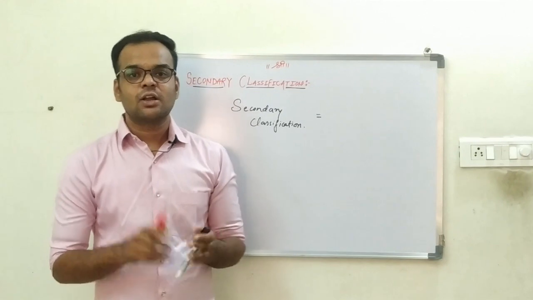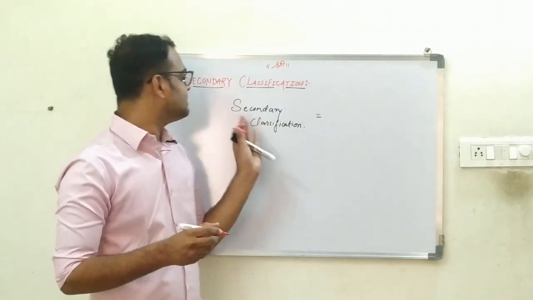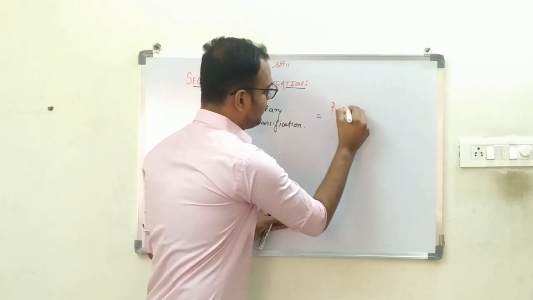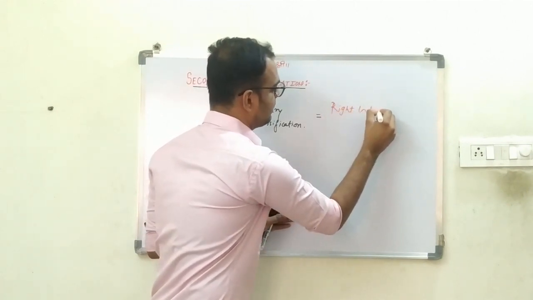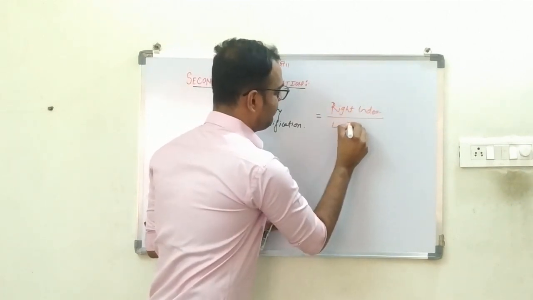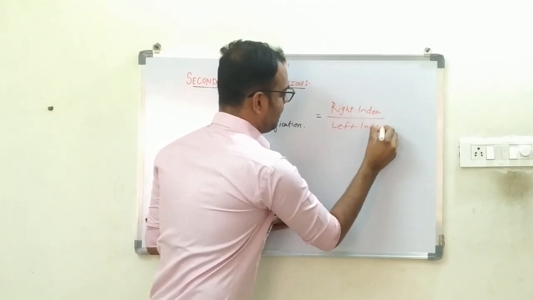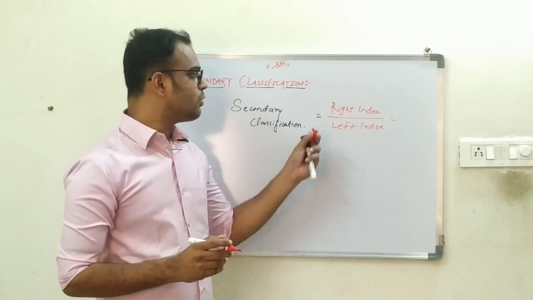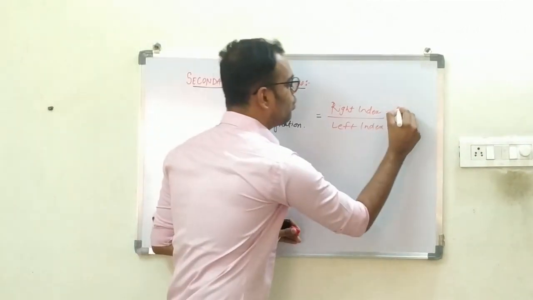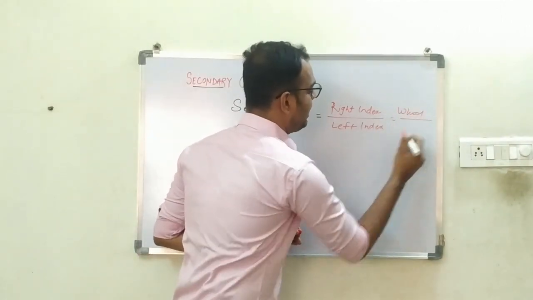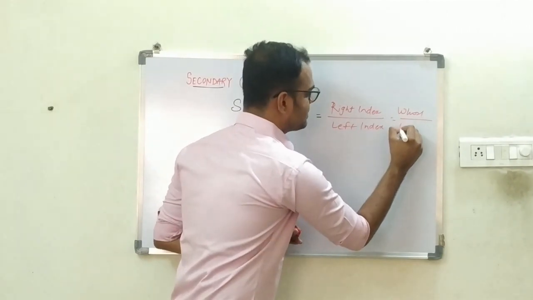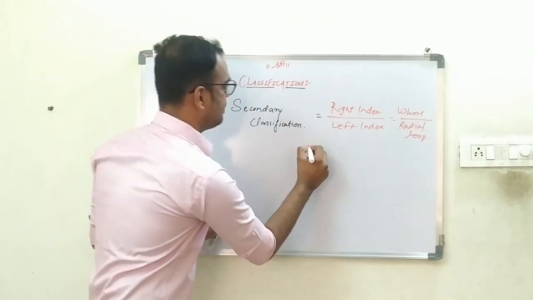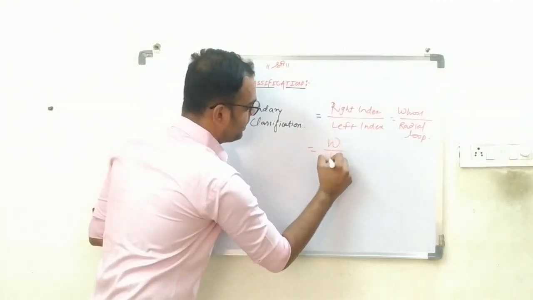Now, let's come to the formula of this secondary classification. The formula will be right index upon left index. Now suppose the pattern found on the right index is whorl and for the left index it is radial loop. Then the classification will be W upon R.